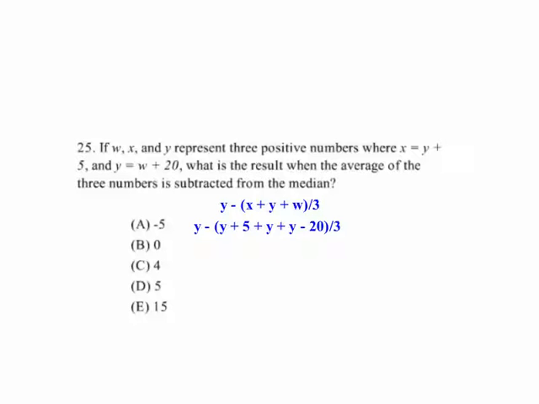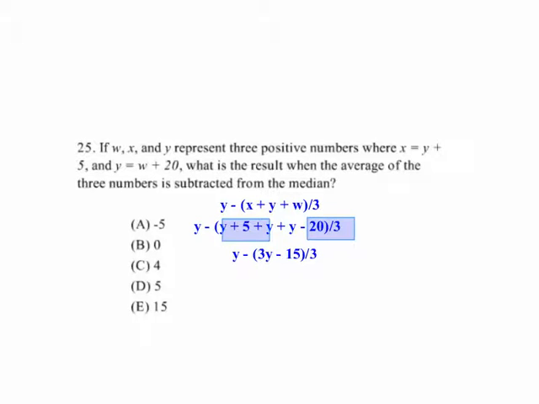Well, x equals y plus 5, so I can substitute y plus 5 in there, right? And in this case, y equals w plus 20, so w would then be y minus 20. So I can substitute y minus 20 in there for w. So once I've made the substitution, I've got 3 y's up there, so that would be 3y, and plus 5 minus 20 would be minus 15. So I have y minus (3y minus 15) over 3.